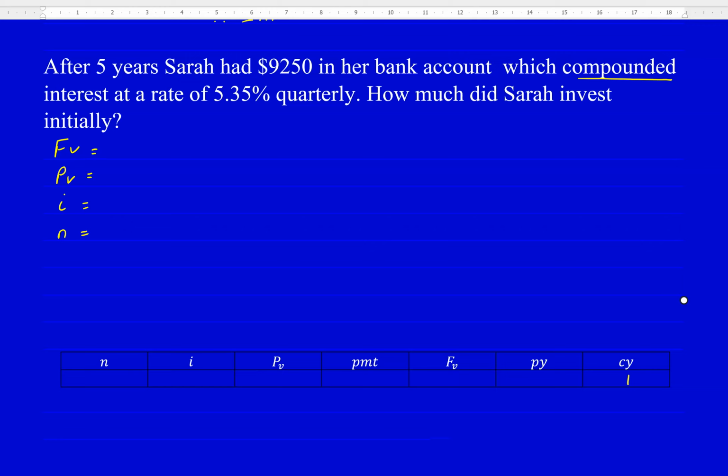Okay, we read how much did Sarah invest initially. So this time we're finding the present value. Okay, after 5 years Sarah had, so she has that in the future, so that is our 9,250. Here's our interest. Remember we have to divide by 100, so 0.053. And this time, because it's compounding quarterly, we must divide by 4.